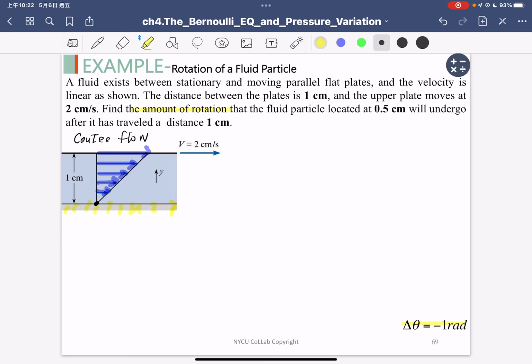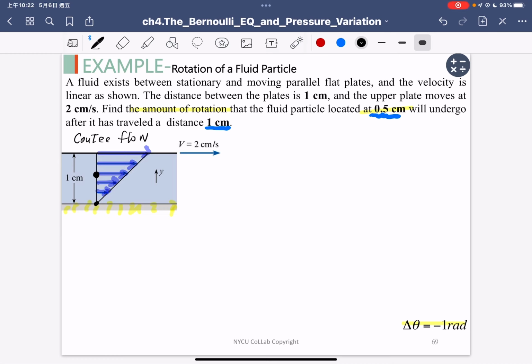Okay, so that's the problem, but we focus on the location at 0.5 centimeter. So that means we focus on the point in here, the middle part of the fluid. So in here, the location along y is 0.5 centimeters. And we already know the travel distance is 1 centimeter.